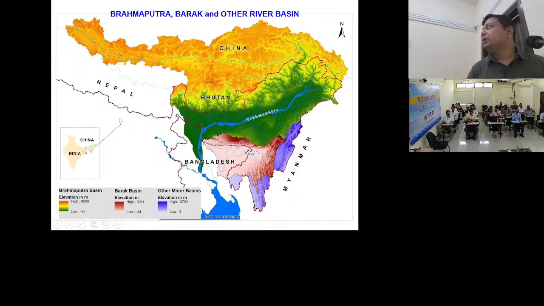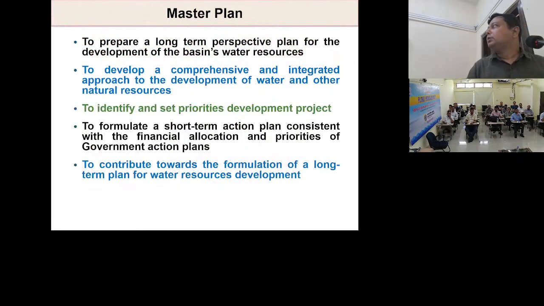But what happens in that case also? Brahmaputra is a very big basin. Barak is also not so small. So for working purposes, or for better planning purposes, we have to go for sub-basins. So in the Brahmaputra basin, as well as in the Barak basin, we have gone for sub-basins. I will show in the next slides what our sub-basins are.